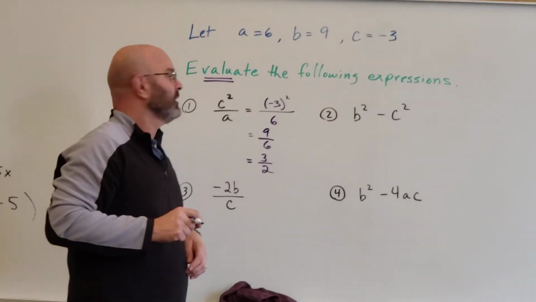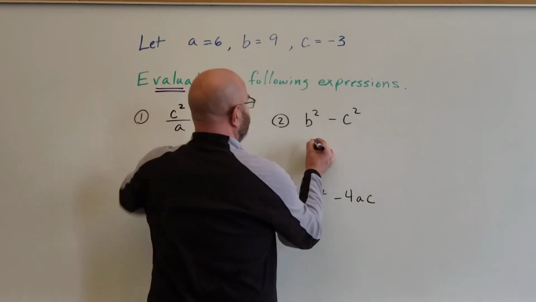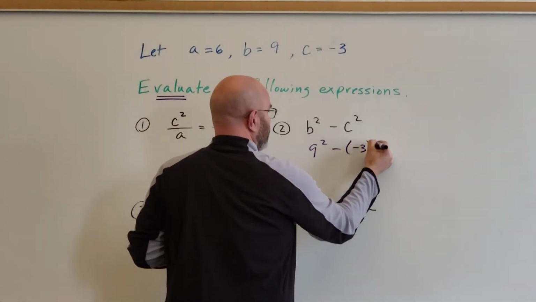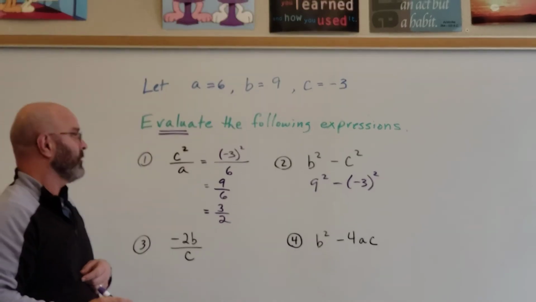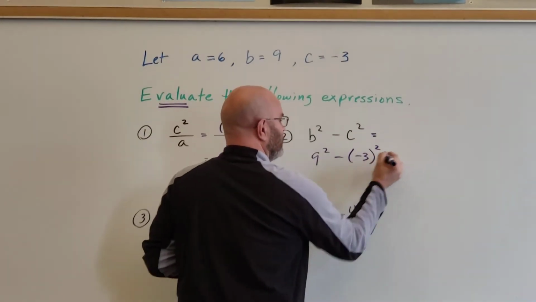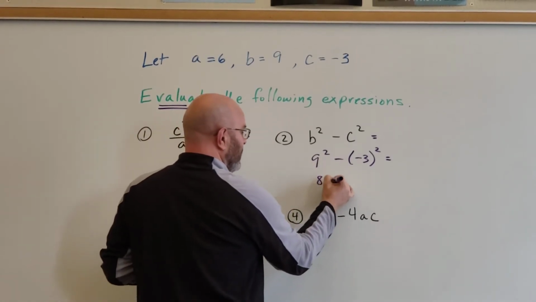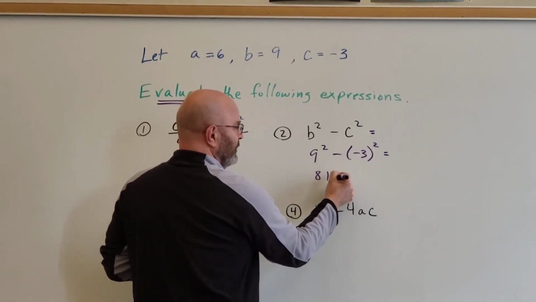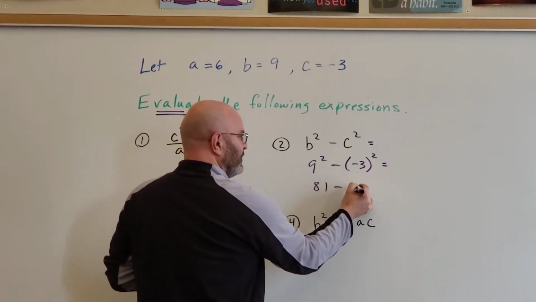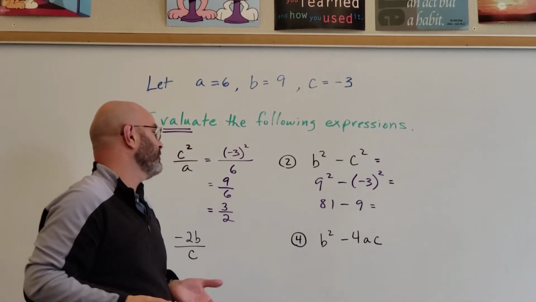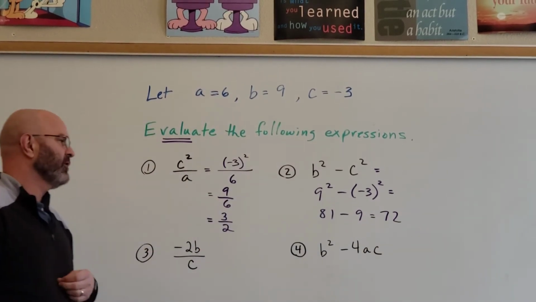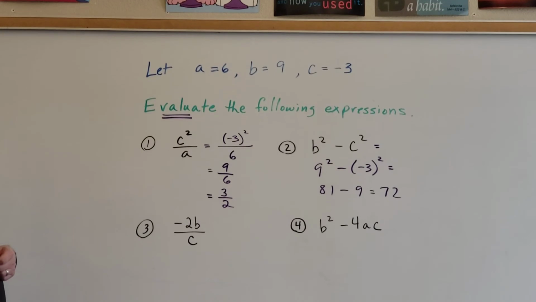Okay, example 2. This time it's b squared minus c squared. B squared minus c squared gives us 9 squared minus -3 squared. Okay? I'm going to use equal signs to show equality. 9 to the second power is 81. Don't distribute the negative into the parentheses. You have to do the power first. So this is minus -3 times -3 is 9. And so our final answer needs to be 81 minus 9, which is 72, I think. I'm doing that mentally, but hopefully that number is indeed correct. 2 more and then we're done.